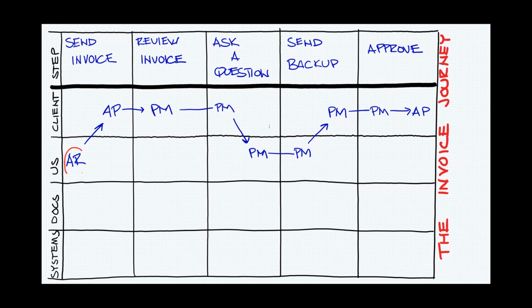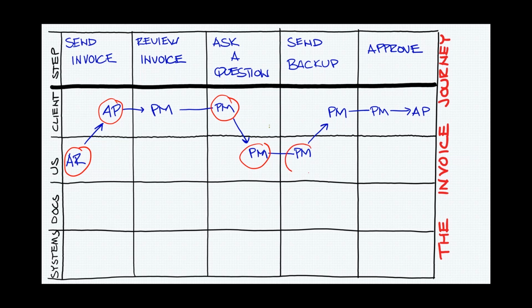So maybe there's somebody in accounts receivable or billing who generates an invoice, and they send that invoice to somebody in accounts payable. So it goes from our swim lane up to the client swim lane. And now in this client swim lane, the accounts payable person sends it over to the project manager, who's now in the review step. Reviewing it, now we go to the ask question step. The project manager at the client asks a question of me, the project manager in my firm.